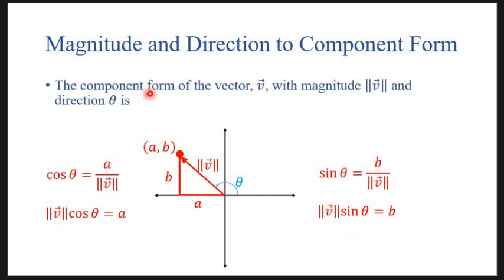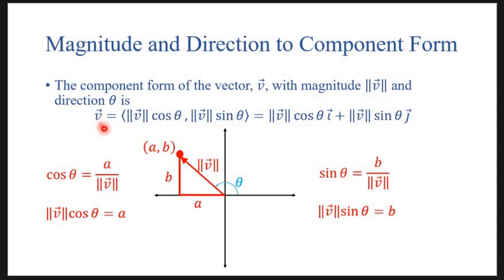So the component form of a vector v with magnitude symbolized here and direction angle theta is, well, vector v is the vector whose first component is the magnitude of v times the cosine of the direction angle of v, and whose second component is the magnitude of v times the sine of the direction angle of v.